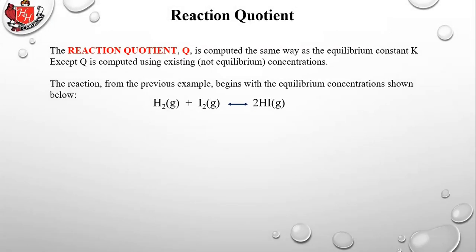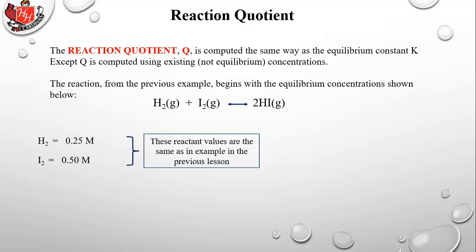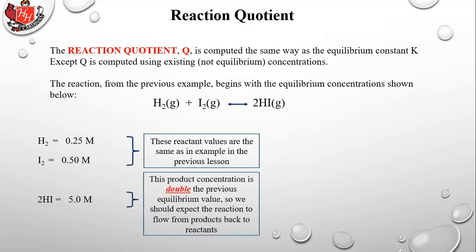So the reaction quotient Q is computed the same way as the equilibrium constant K, except Q is computed using existing, not equilibrium, concentrations. So we're going to take the same reaction we used in the last lesson, and these are the reactant values. They're the same as in the previous lesson. We said there was 0.25 molar H2 and 0.5 molar of I2. In the previous lesson, we said there was 2.5 molar of the product HI. In this case, we're going to double that. So this product concentration is double the previous equilibrium value. Again, that's from lesson 1.